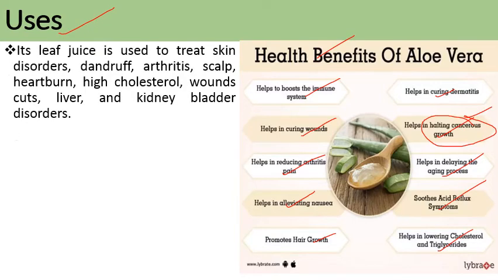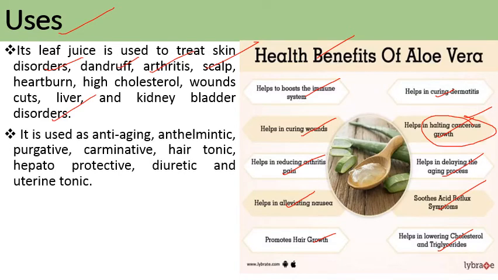In addition to this, leaf juice is used to treat skin disorders, dandruff, arthritis, scalp problems, heartburn, high cholesterol, wounds, gut, liver, and kidney bladder disorders को treat करने के लिए इसे use करते हैं. It is used as an anti-aging, anti-helminthic, purgative, carminative, hair tonic, hepatoprotective, diuretic, and uterine tonic. So ये जो terms हैं ये हम already discuss कर चुके हैं.